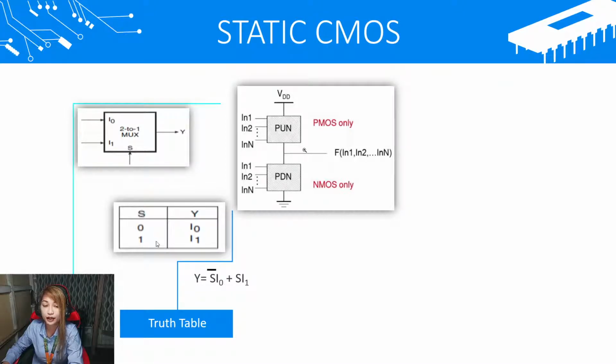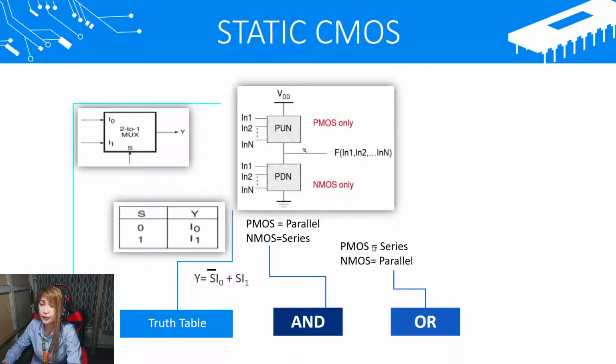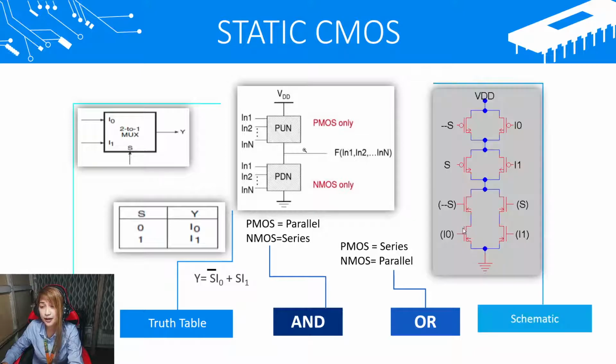And from the truth table, we can create the Boolean expression of S bar I sub 0 plus S I sub 1. And to construct CMOS circuits, we must take note that when ANDing, all the PMOS must be in parallel and NMOS must be in series. And when ORing, all the PMOS must be in series and NMOS must be in parallel. And this is my schematic for the circuit.